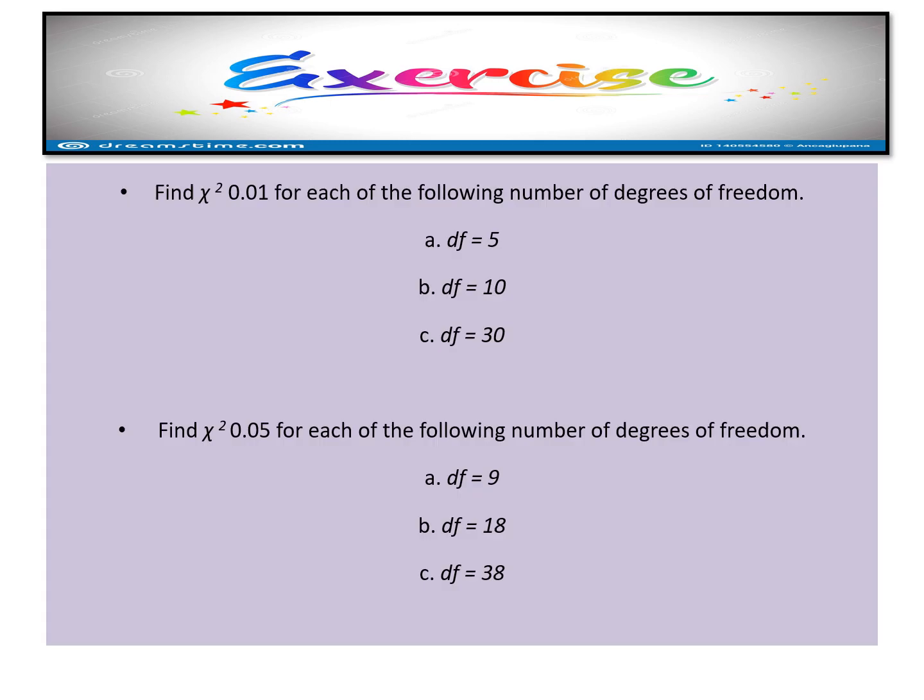Now here the question is find the chi-square value at 0.01 level when df equals 5, 10 and 30. Then the next question is find the chi-square value at 0.05 level of significance when the df is 9, 18 and 38. You can take the help of the chi-square table, because no one can remember the theoretical value.